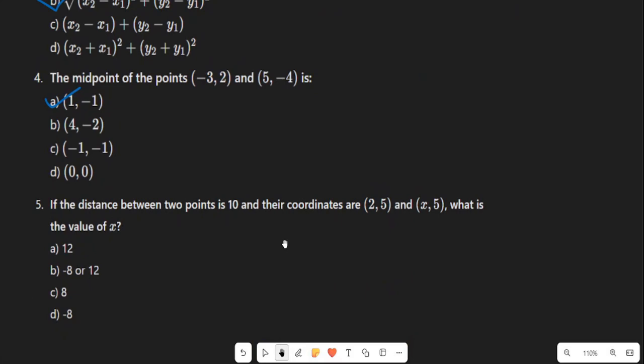If the distance between 2 points is 10 and their coordinates are 2, 5 and x, 5, what is the value of x? It's a tricky question, but we have options, so we don't need to do the whole math. We will do the whole math when we will be learning about short questions and broad questions. Now let's do it with a simple tactic. We will input the following options to see if they match or not. Here let's input 12.